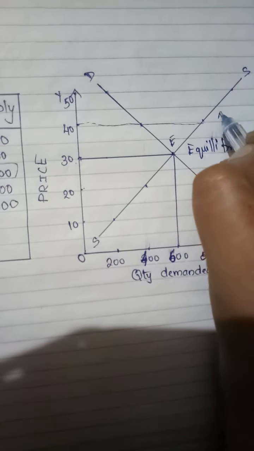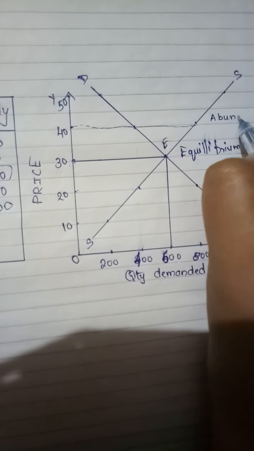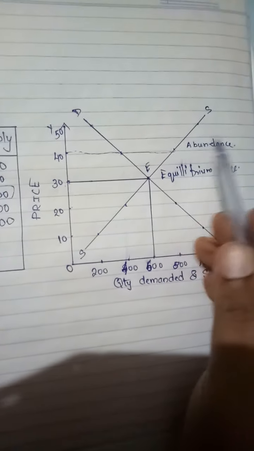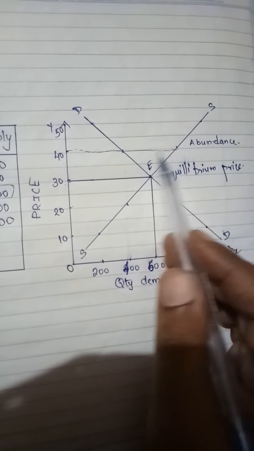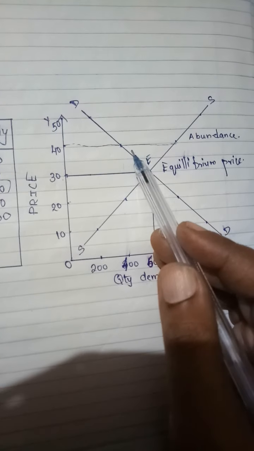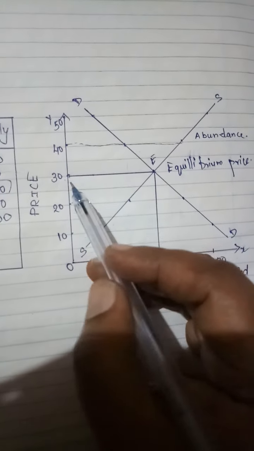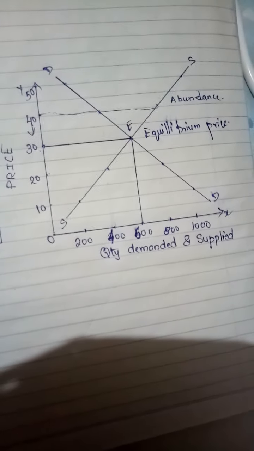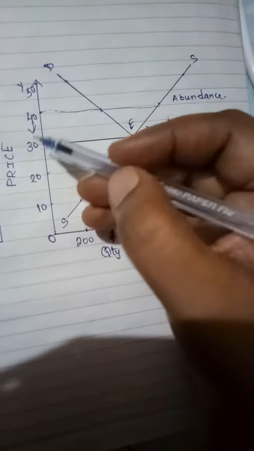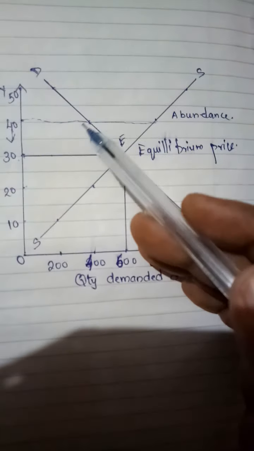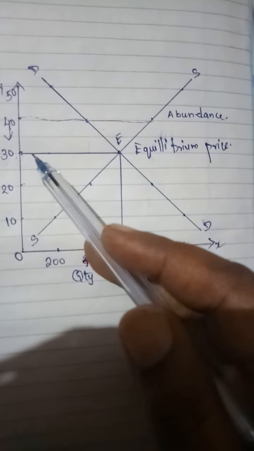Okay, so demand will be 400, supply will be 800, so demand is less than supply. This will be a situation of abundance, and whenever there is a situation of abundance, you can see there is this difference between demand and supply. Whenever there is a situation of abundance, then what happens? The price tends to fall. Okay, when too much of supply is there and less demand is there, no one is there to buy, then the seller has to reduce the price. The price tends to fall automatically. So we move toward the equilibrium position.